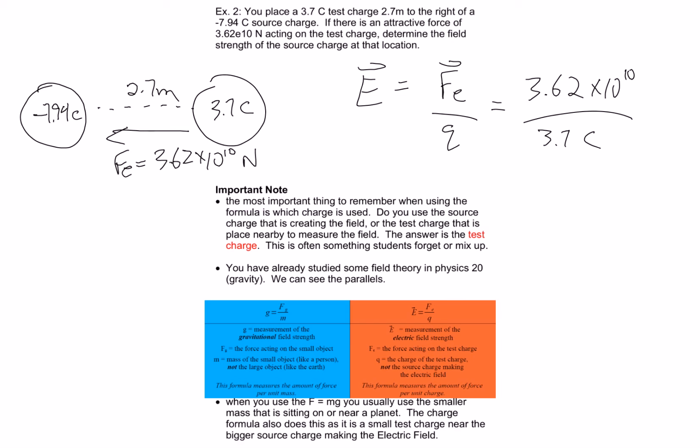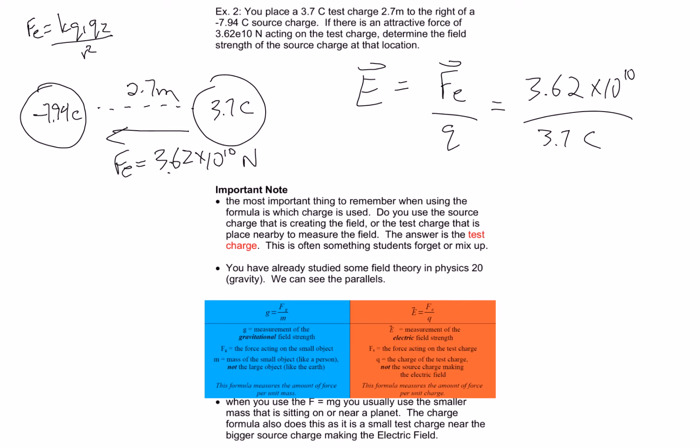So we don't use the 2.7 distance. We don't use the negative 7.94 for our source. Those numbers would be what would create the Fe, right? If we were to use Coulomb's law, kQ1Q2 over r squared, we could plug all that into the formula, and that would give us the 3.62 times 10 to the 10. So in this case, our electric field is just that force divided by the charge that's in the electric field.